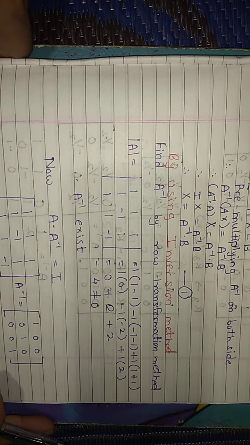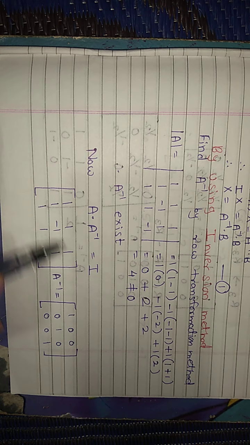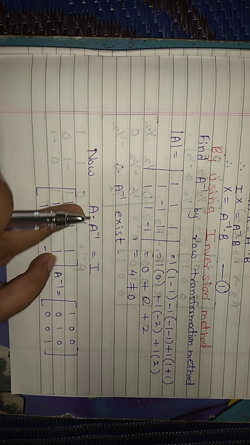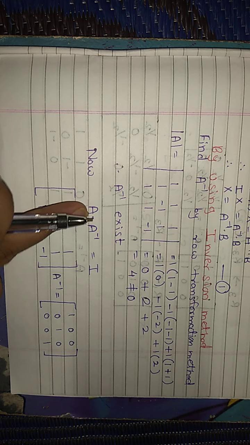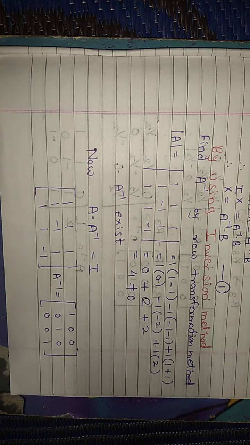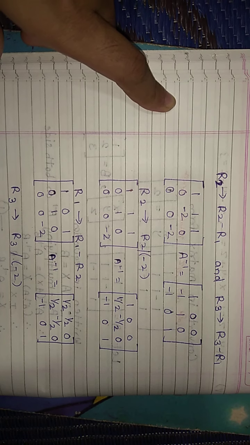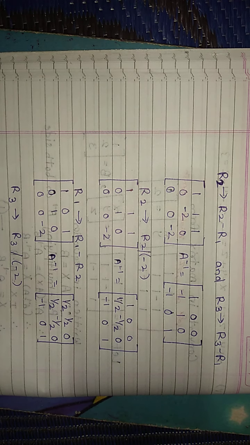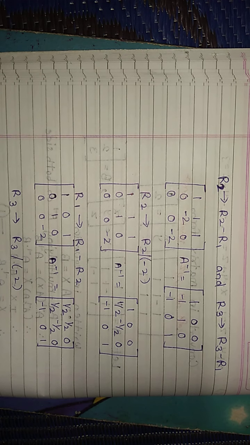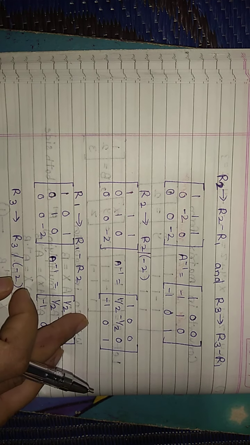Now we apply the row transformation method. A into A inverse is equal to I. So write down the A inverse table. To find out the A inverse, matrix A, we put an identity matrix. We substitute row transformation, R2 tends to R2 minus R1 and R3 tends to R3 minus R1. Both the reactions we convert in only one transformation.